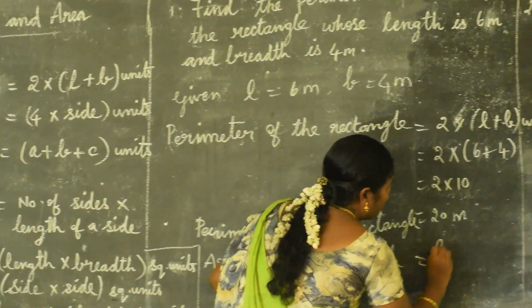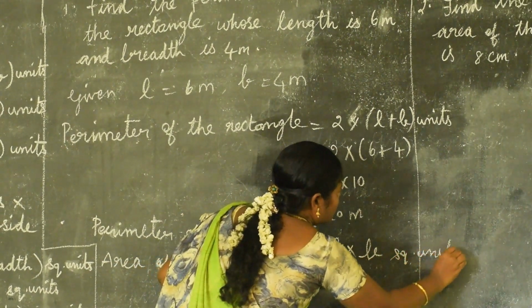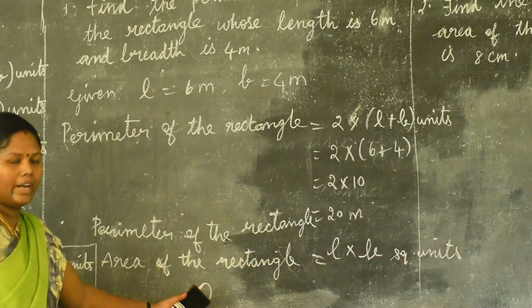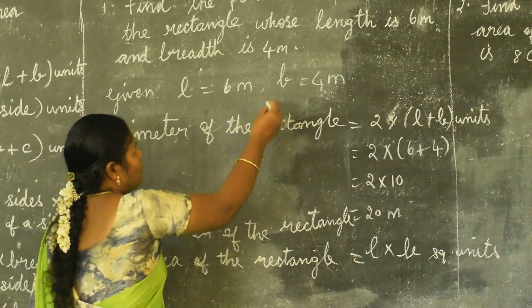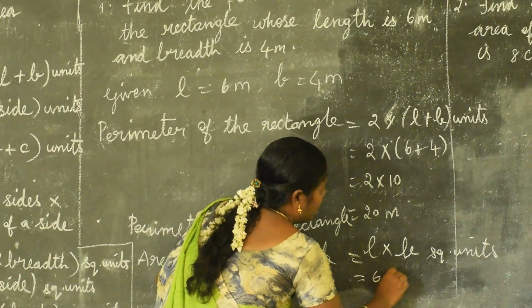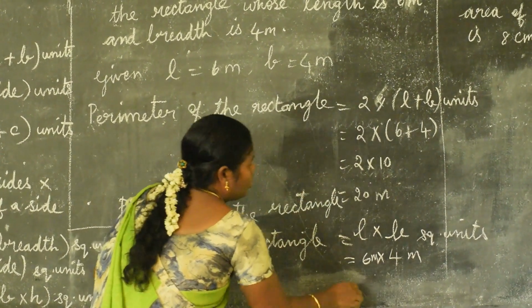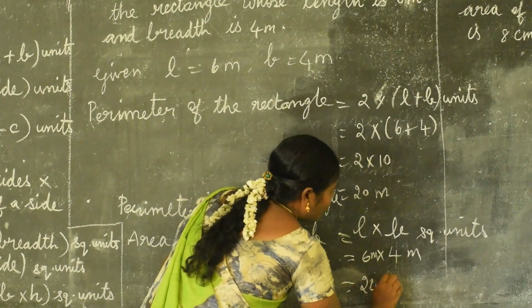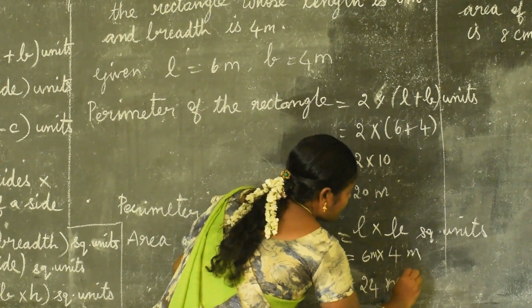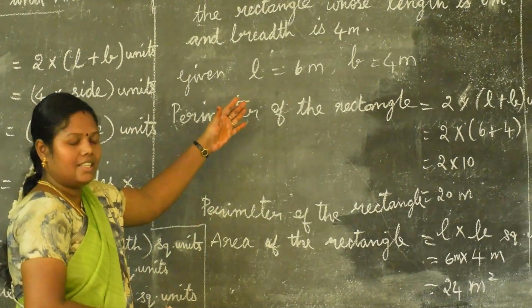Area of a rectangle equals length into breadth square units. What is the formula? Area of a rectangle equal to length into breadth square units. What is the length? 6 into breadth is 4 meter. So now multiply these two numbers. 6 into 4, 6 4s are 24 square units, meter square. That's it. Do you understand this sum?